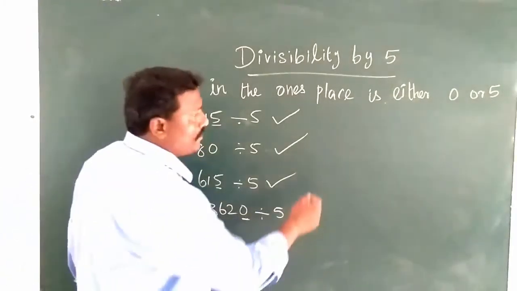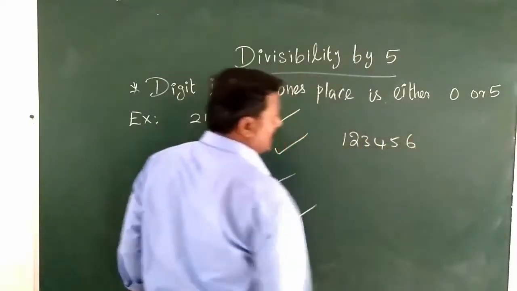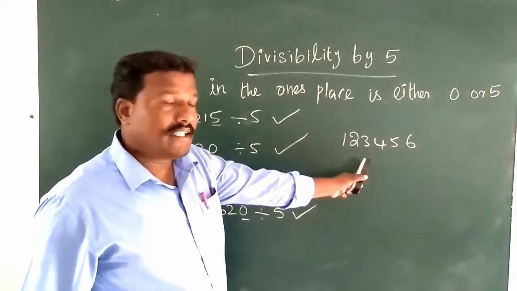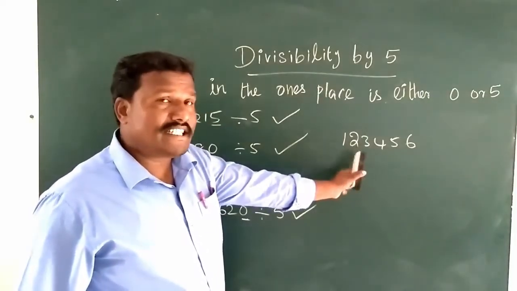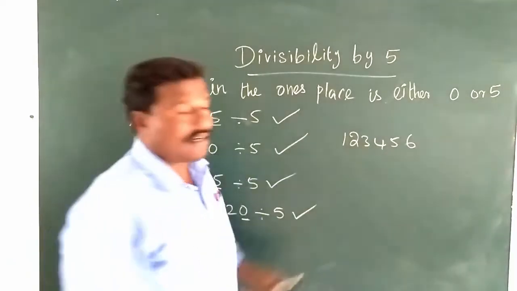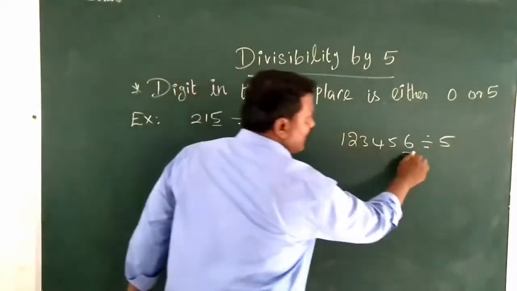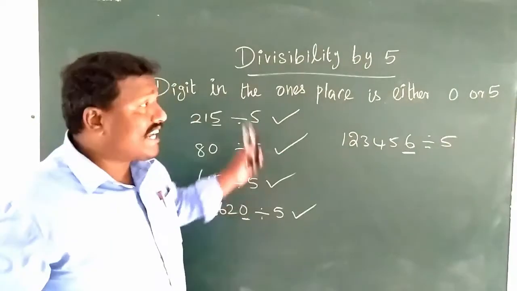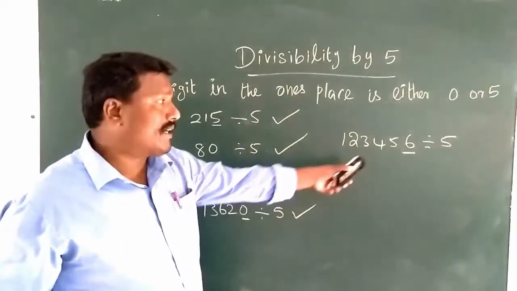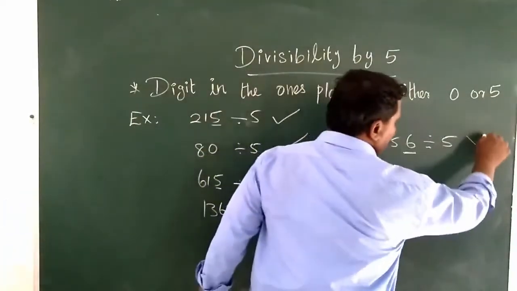Let me take another example. The number 123456: is it divisible by 5 or not? How to check? Only if the ones place is either 0 or 5 can the number be divisible by 5. But here 6 is in the ones place, so it is not divisible by 5.